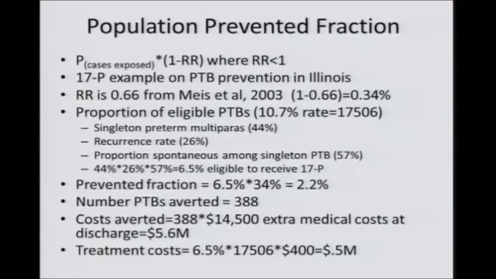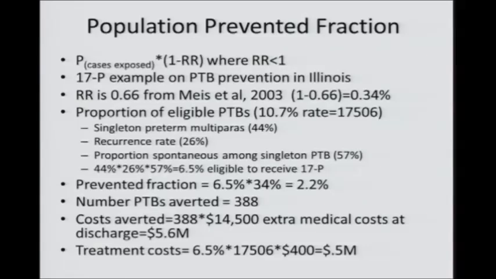We have some treatment costs: 17P costs $400 per patient. And so if we multiply that by the number who would receive it, the 6.5% of those preterms, that's $500,000. So you're going to be saving $5 million. And that's where we're going to hear more about economic evaluation later this week. Okay, that's a great slide.